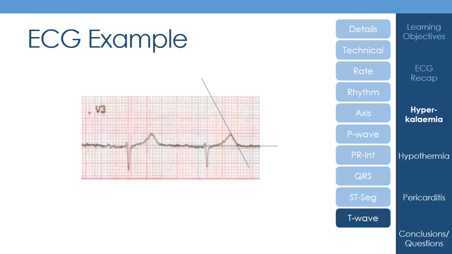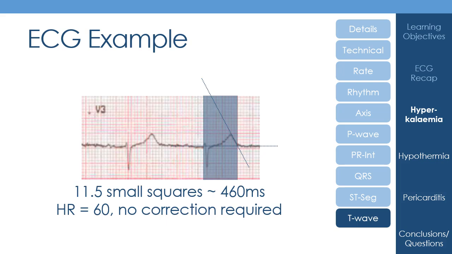So here's our tangent method, going back to lecture 1 for it. And here it is from the beginning of the QRS complex through to the end of that T wave. That's 460 milliseconds, and the heart rate, as we said, is about 60. So there's no real correction required, because the correction's aim is just to normalize it to a heart rate of 60. And so 460 is certainly getting on a little bit.